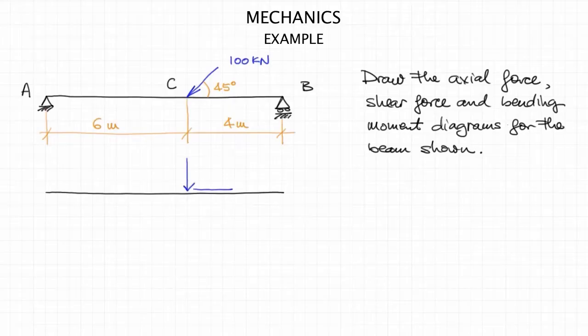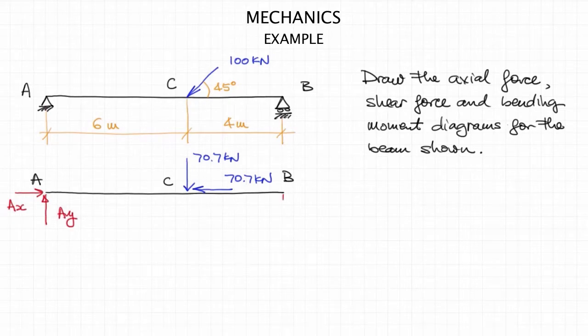Having said that, let's draw a free body diagram of the entire beam, in which we will replace the supports with corresponding reaction forces. And also I've resolved the 100 kilonewton force into its components, a vertical component and a horizontal component of magnitude 70.7 kilonewtons each.